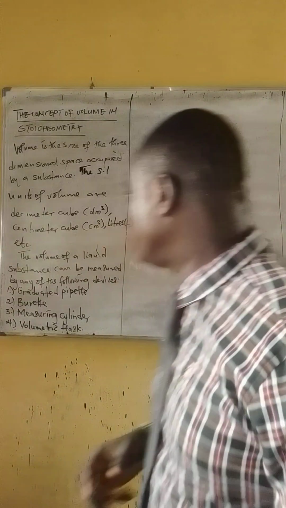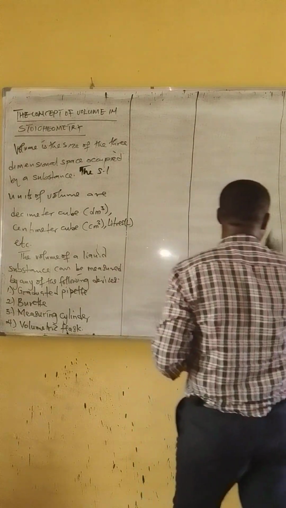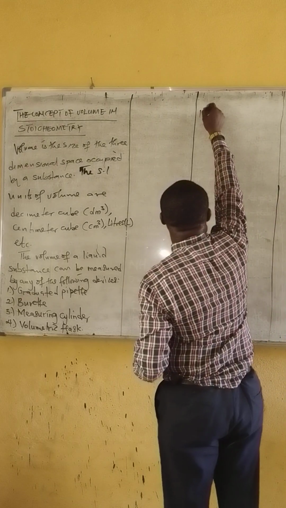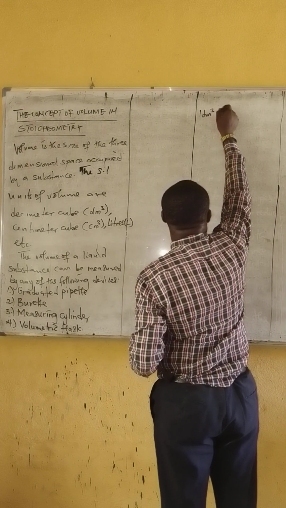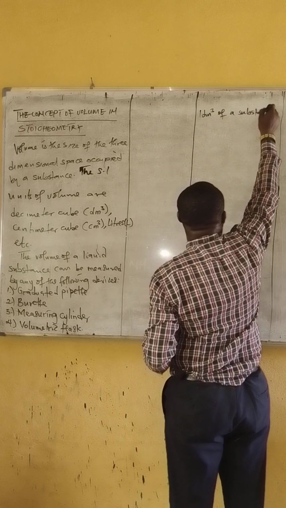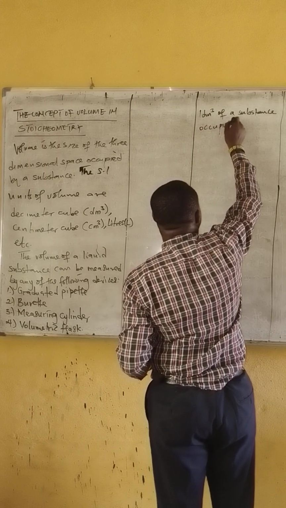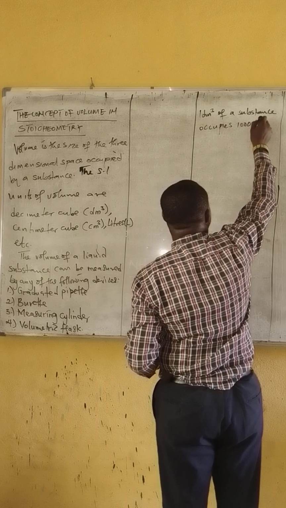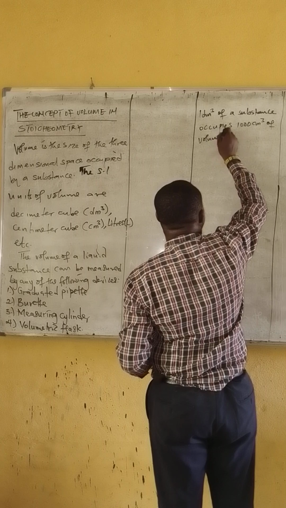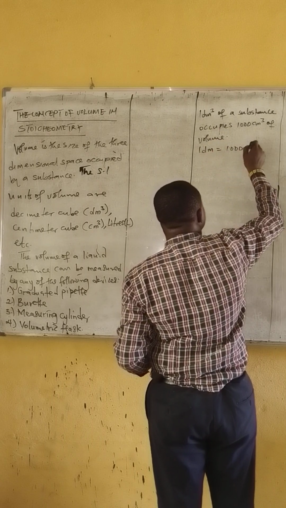Now, take note of one thing also about volume. Another thing you need to know about volume is that 1 dm cube of a substance occupies 1,000 cm cube of volume. So that will tell you that 1 dm cube is equal to 1,000 centimeter cube.